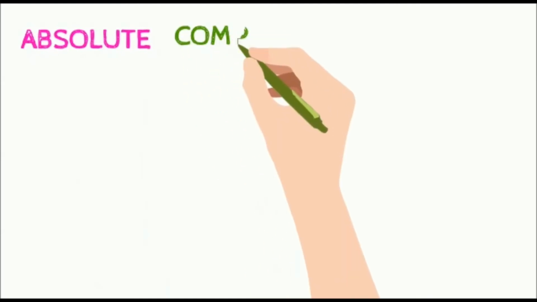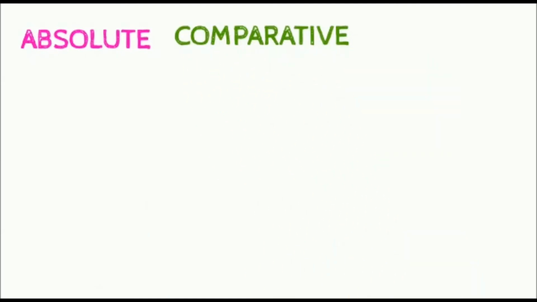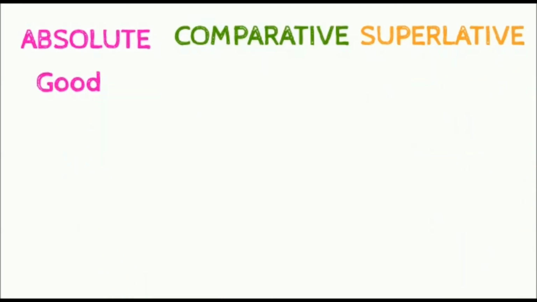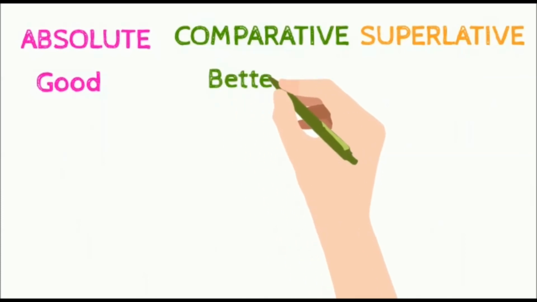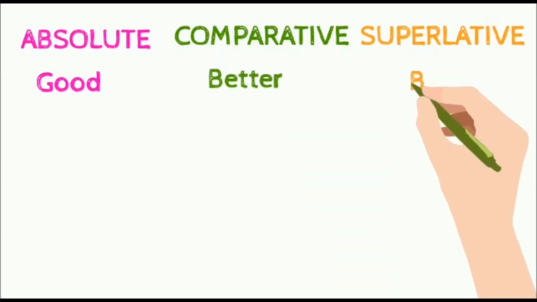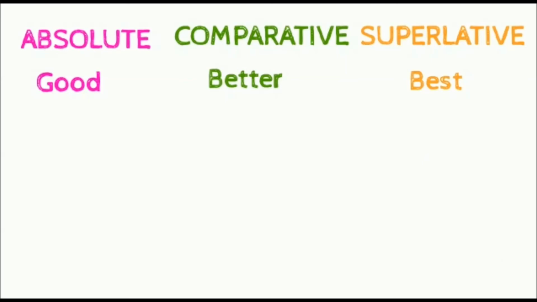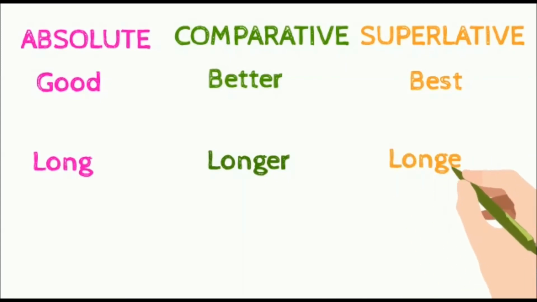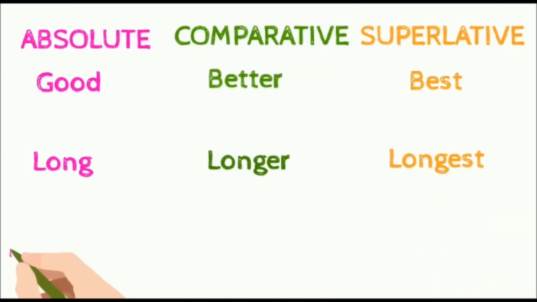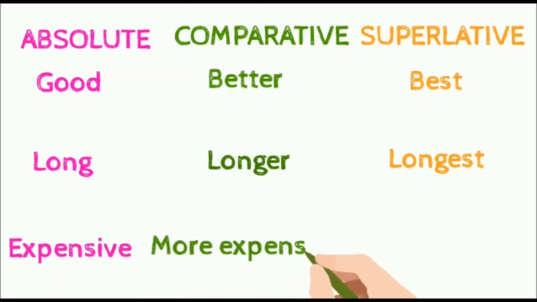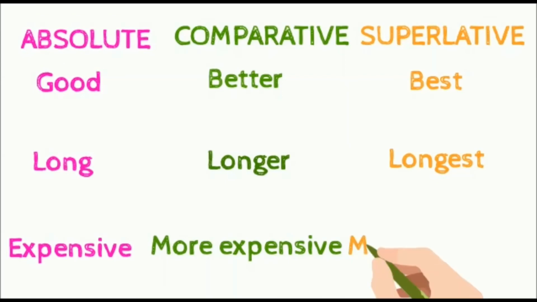Let us take a look at some of the adjectives that were used earlier. Here we have the absolute form of the adjective good, the comparative form of the adjective good is better, and the superlative degree is best. The next adjective we have is long. The absolute is long, the comparative degree is longer, and the superlative degree is longest. Expensive is the absolute degree, and in the comparative degree it is written as more expensive. The superlative is most expensive.